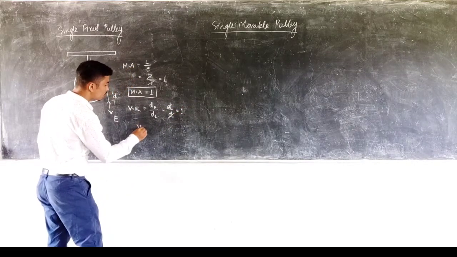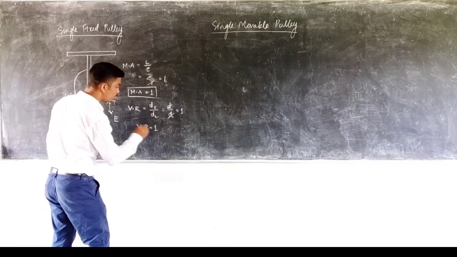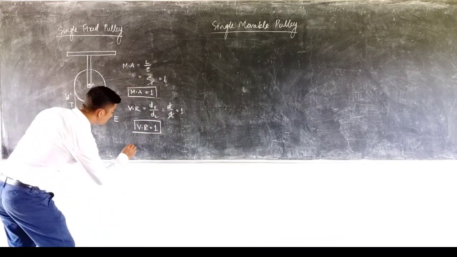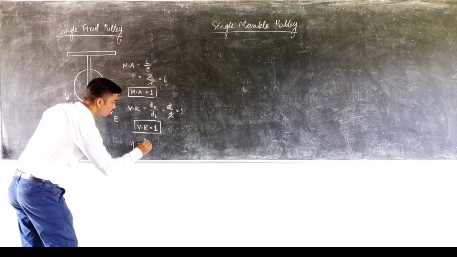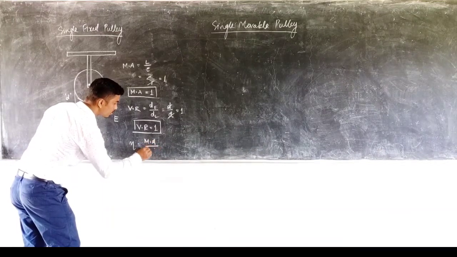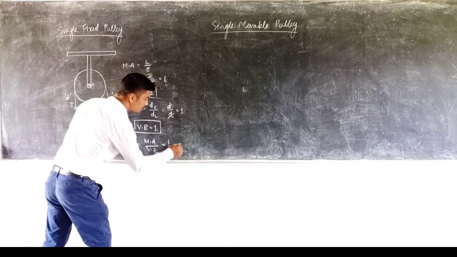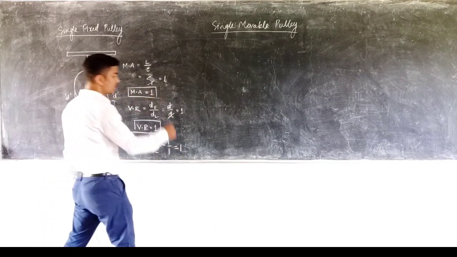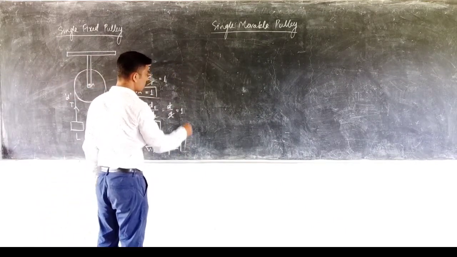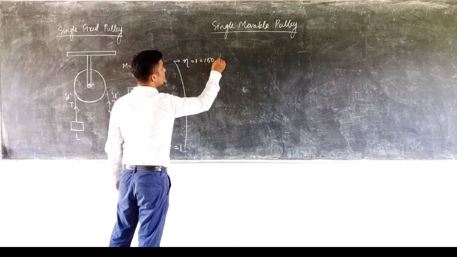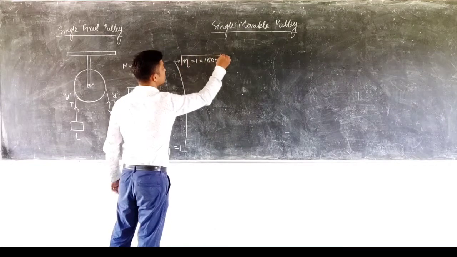So the velocity ratio of a single fixed pulley is also equal to 1. Now finally coming to the efficiency. Efficiency is simply the ratio of the mechanical advantage to the velocity ratio, which is equal to 1 divided by 1, which is also equal to 1. So we can say that the efficiency of a single fixed pulley is equal to 1, or 100%. Okay, so this is the efficiency.